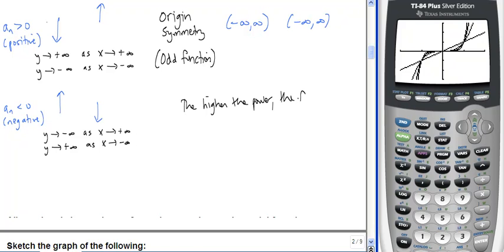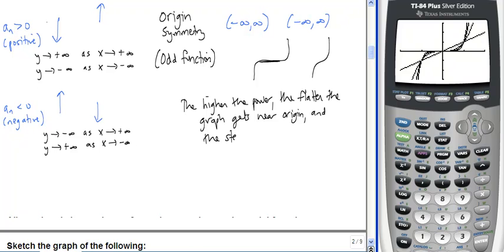So the higher the power, the flatter the graph gets near the origin. So as these powers get bigger, this is going to look more like this as opposed to this. Okay, that's what I mean by flatter right in here. And the steeper it gets on the sides. So it's going to rise up to those infinities or minus infinities faster than it would if it had a smaller power. Okay?